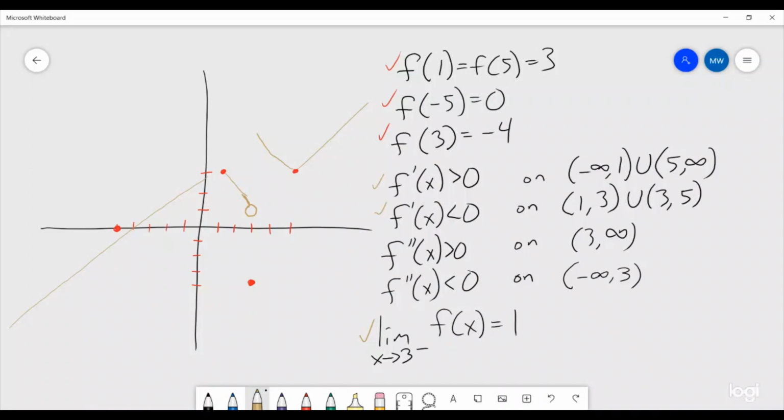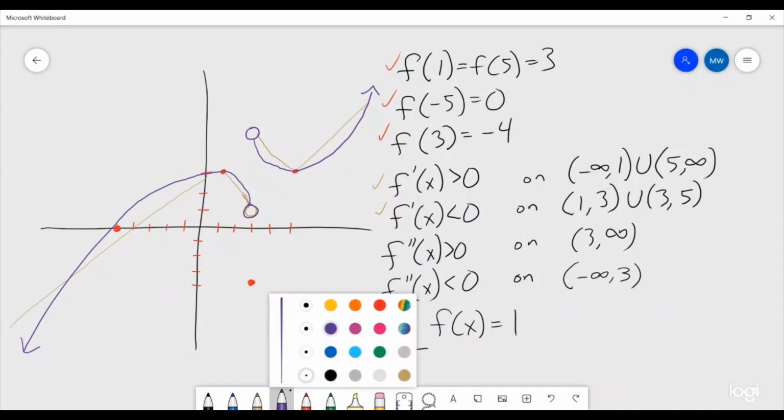Now, the second derivative is positive. That means it's concave up. So it's going to be doing something like that. And then it's concave down on the other end, so it'll be doing something like that. If we include an open circle there and an open circle there, everything that's in purple should satisfy all of our requirements. So let's make it a little bit thicker.